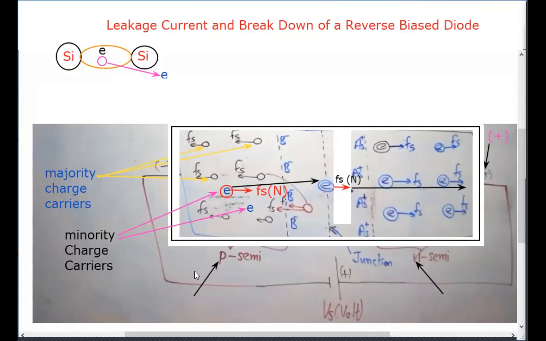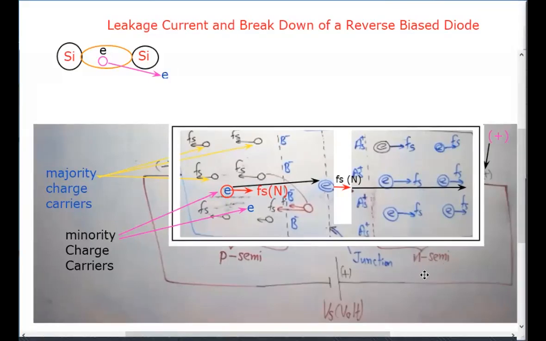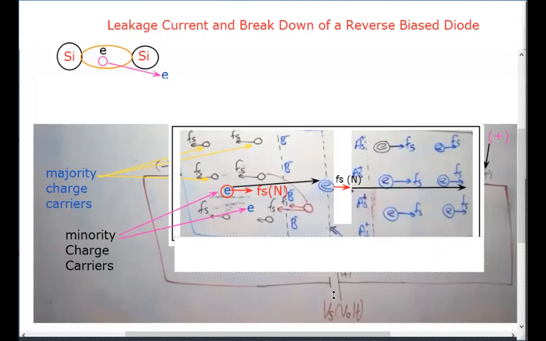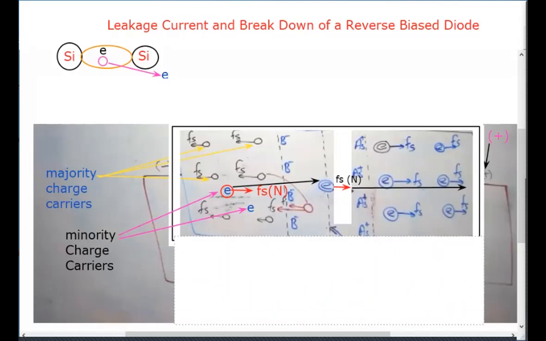When a diode is reverse biased, no current flows through the diode due to the majority charge carriers. But there will be a very small current through the diode due to the minority charge carriers. That small current is known as leakage current. Within brackets, free electrons which are generated by broken covalent bonds are known as minority charge carriers in P semiconductor side. Similarly, the holes which are generated by broken covalent bonds are known as minority charge carriers in N semiconductor side.